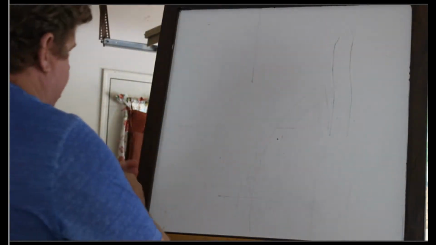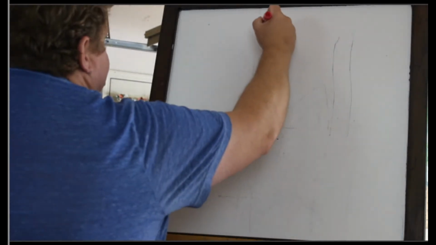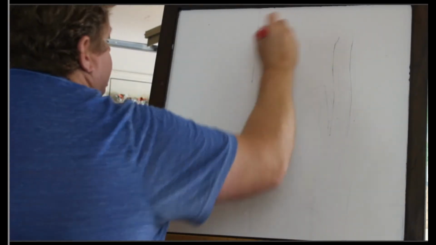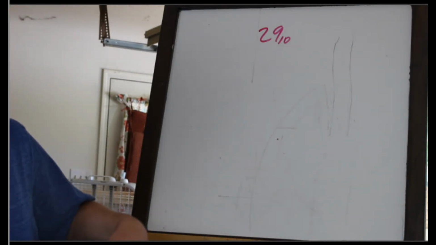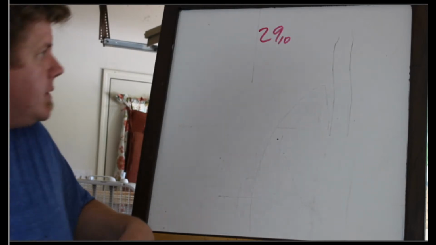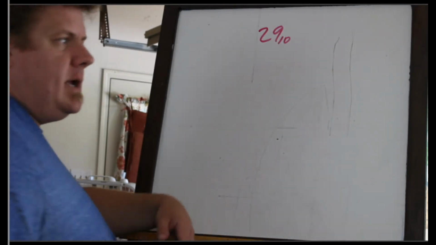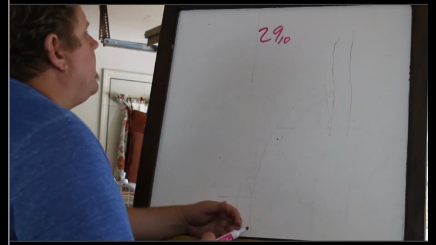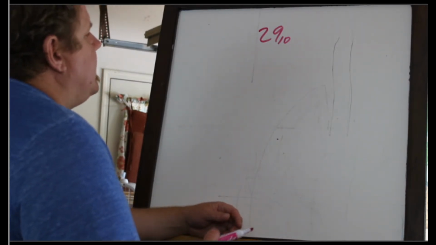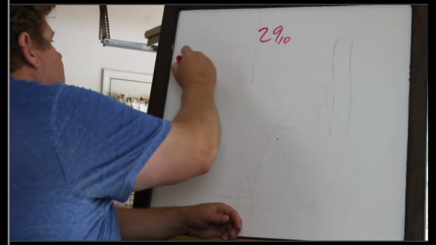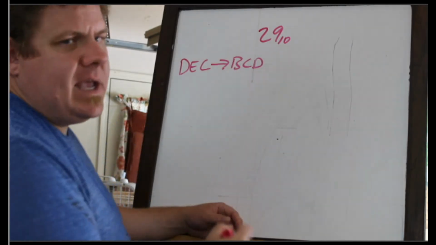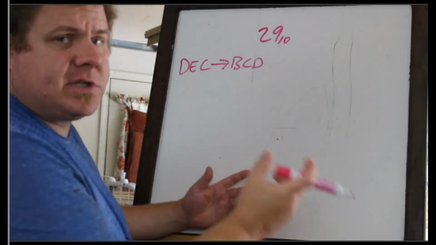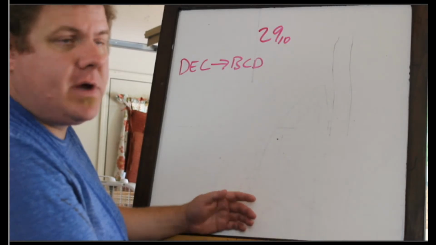So let's take the number, let's take my baseball number, 29. So that's decimal. Okay, so again, I'm going to start writing subscripts on all these numbers because we go between so many different number systems that I need to be specific about what I'm saying. Okay, so this is 29 in decimal. Now to convert from decimal to BCD, take each individual digit and just convert it to its 4-bit binary equivalent.